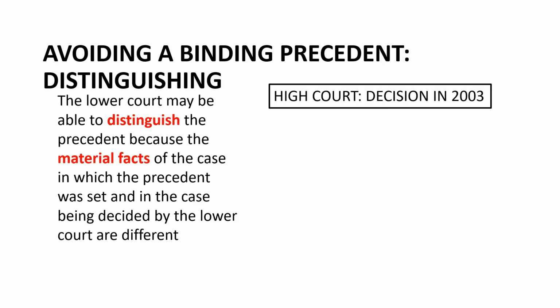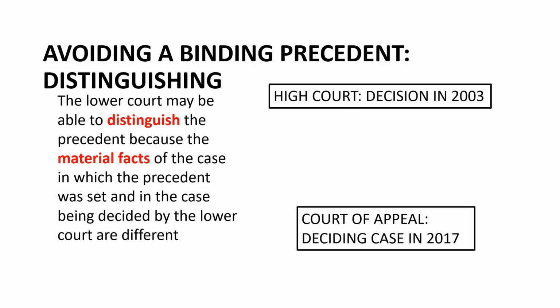Let's suppose that the High Court made a decision in 2003 and that the Court of Appeal, which as you'll remember is part of the Victorian Supreme Court, imagine that the Court of Appeal is deciding a case in 2017. The question for the Court of Appeal is whether it is bound by the precedent established by the High Court's decision in 2003.